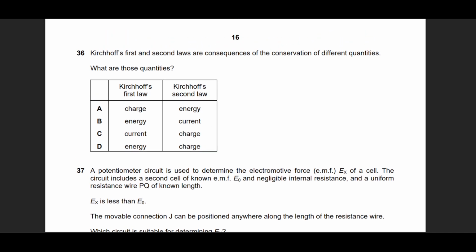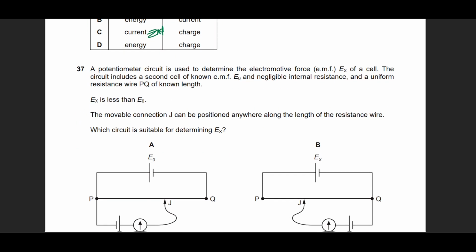36, Kirchhoff's second law. First law is about charge and current, and the second law is about energy, and there is no other option. So option A seems to be the best answer, but this would have been a second choice if charge was not given. Charge is the first choice for the first law; energy is the first choice for the second law.